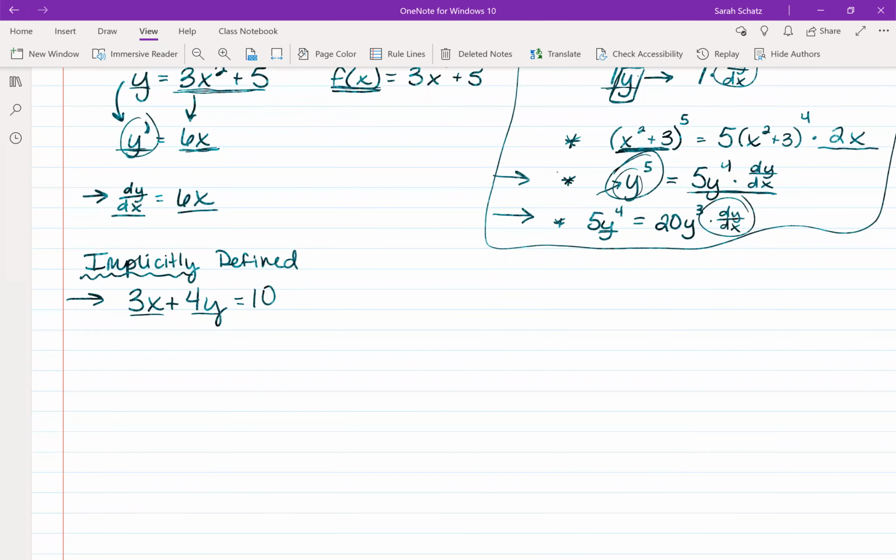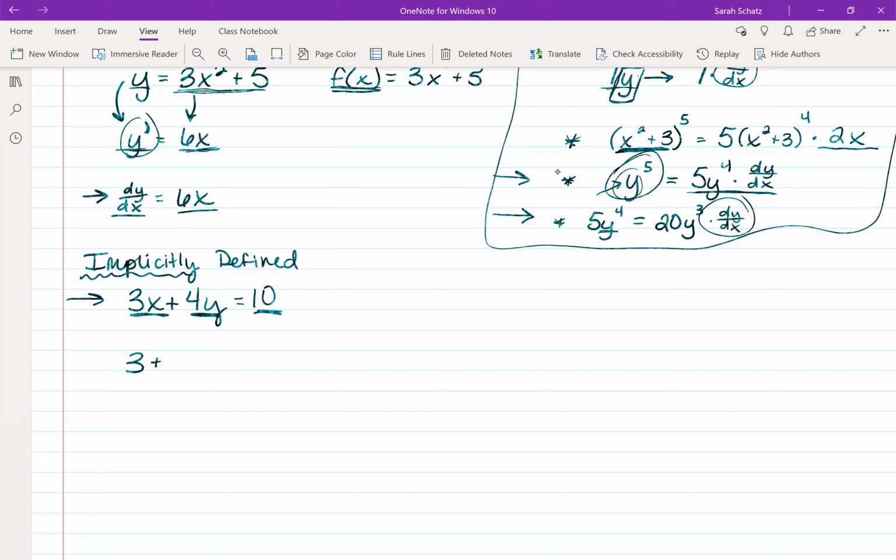So, you guys, when we differentiate implicitly, so when you have x's and y's on the same side, y is not alone, what you're going to do is you are still just going to take the derivative of each term separately. So let's start there. You guys, what's the derivative of 3x? Well, that's 3. Our rules aren't changing.